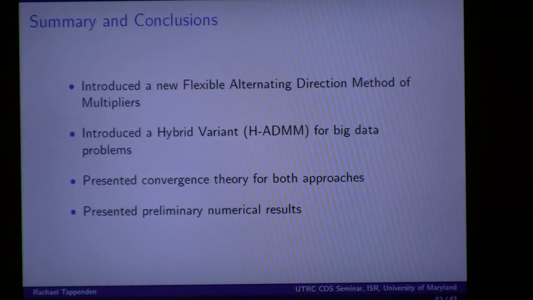Okay, so we've introduced this new algorithm. We've also introduced this H-ADMM algorithm, which probably works better in this big data setting. We've got some convergence theory for these two algorithms. I didn't say that, but the H-ADMM algorithm is not actually a different algorithm. It is the F-ADMM algorithm with data grouped and special choice of regularization matrices. It is just a special case of F-ADMM. So I don't need a new convergence theory. I already have convergence theory for this. And we've got some numerical results.